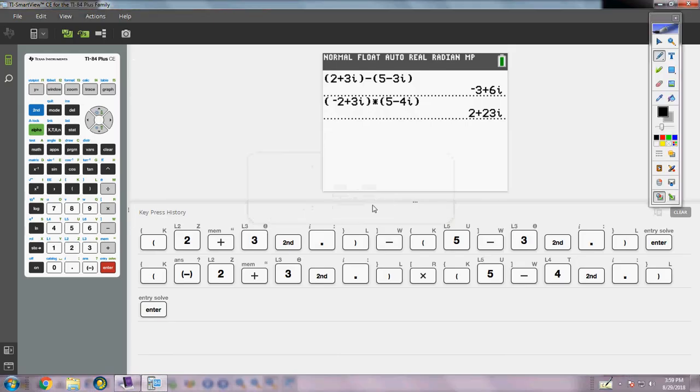Okay, so we're going to go to our calculator. I'm going to do 3 divided by, again, parentheses are vital, 4 minus 2i.